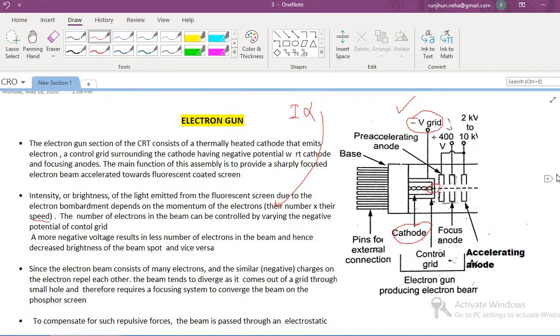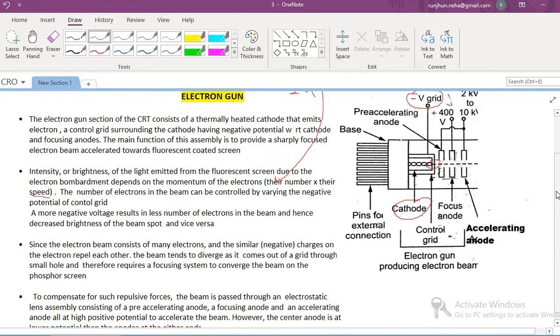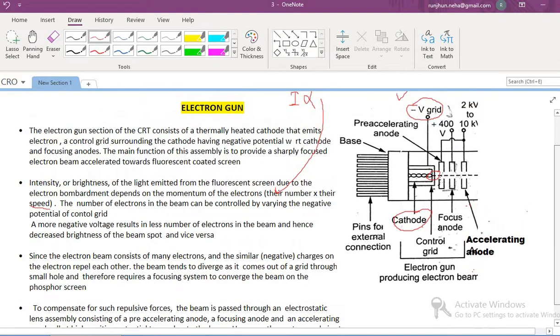To compensate for such repulsive forces, an electrostatic lens assembly is provided that basically consists of three anodes, namely the pre-accelerating anode, the focusing anode as shown here, and the accelerating anode, all at very high positive potential with respect to the cathode. But the potential of the center anode, the focusing anode, is lesser than the two anodes provided at its either ends.